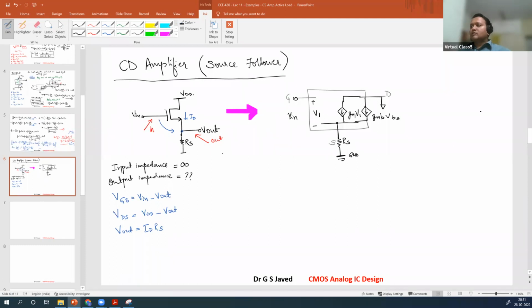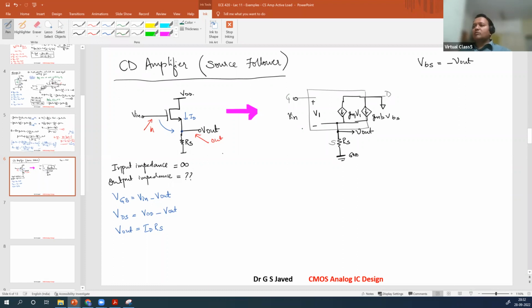So VBS is equal to negative, right? Minus Vout. Where is the Vout taken? Vout is taken at the source, right? Is Vout equal to V1? No. Why? We will understand.